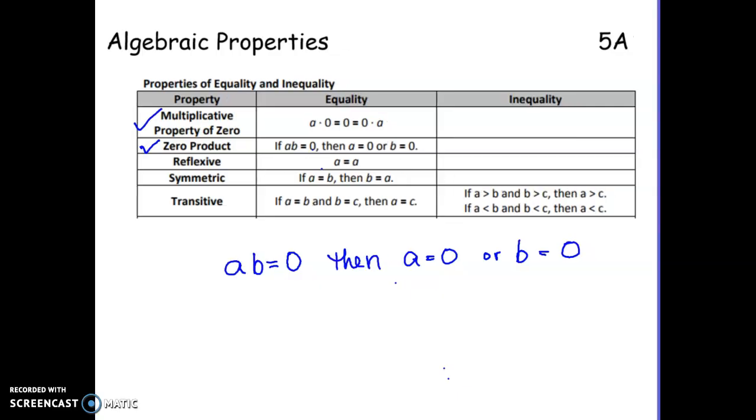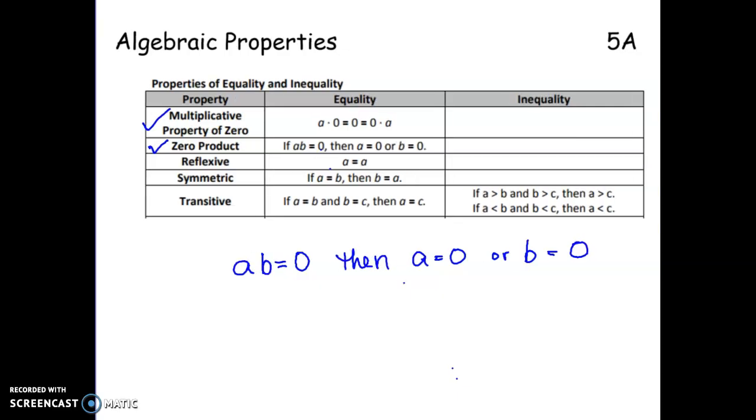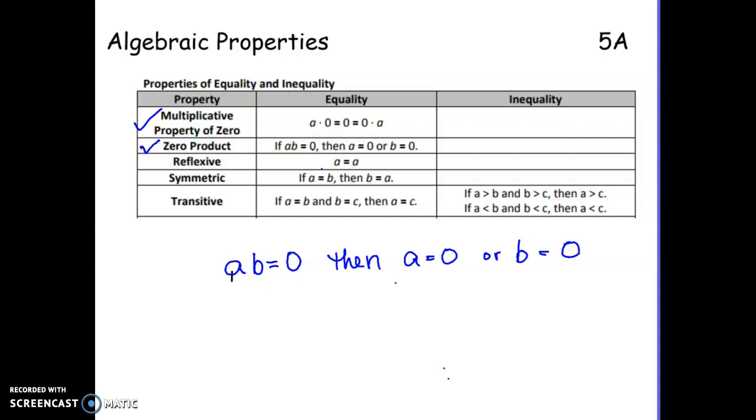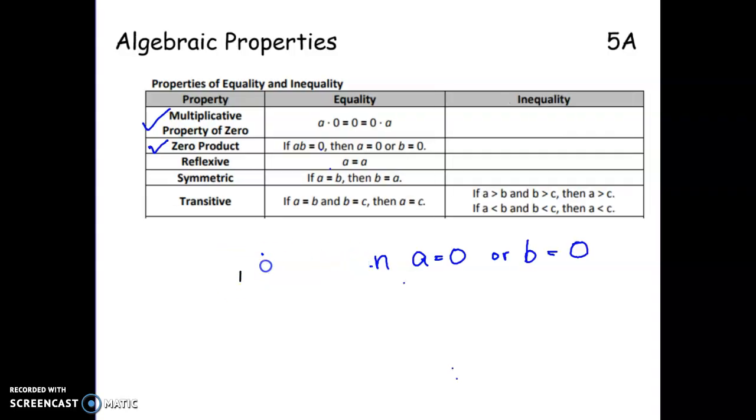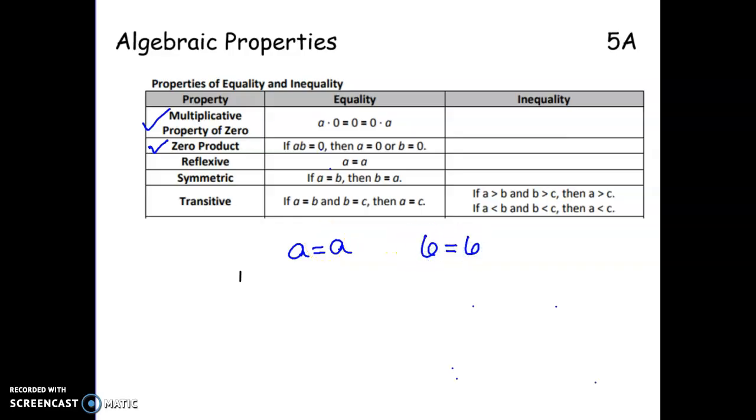The reflexive property is new this year, and it is actually a very simple property. It simply states that A equals A. We're going to use this when we do our check steps when we're solving equations. If you end up with an answer and it says 6 equals 6, well, is that true? Yes, it is. 6 equals 6, A equals A. That's an example of the reflexive property.